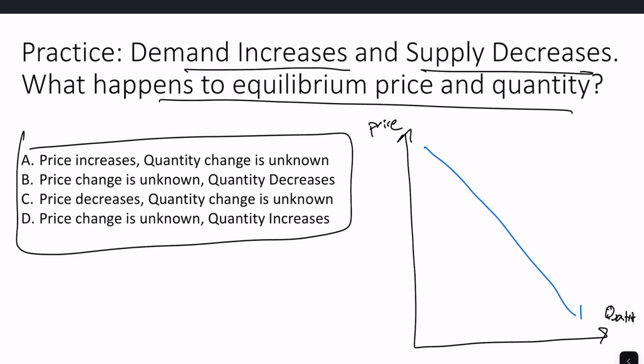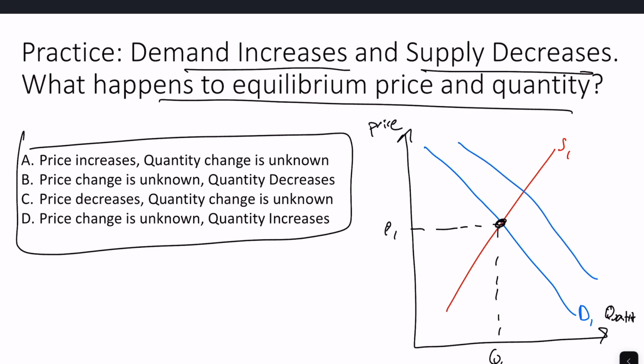So I would answer this. I'd start with my original demand. I'd start with my original supply. Give me P1, give me my Q1. Okay, demand increases. A demand increase is going to cause price to go up and quantity to go up. So demand increase causes price to go up and quantity to go up.